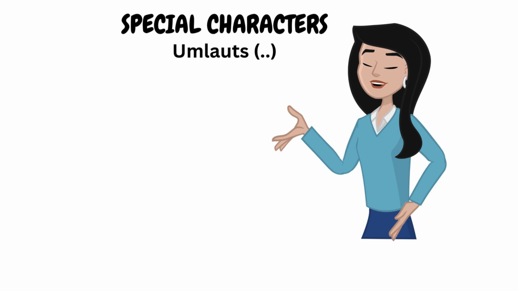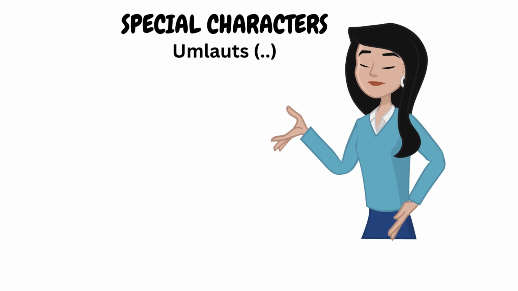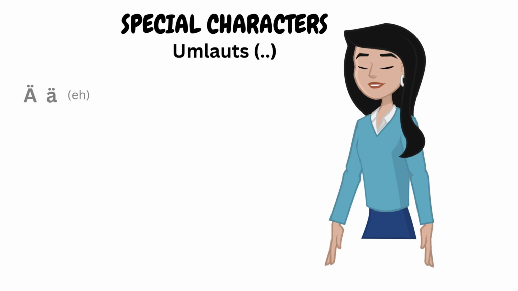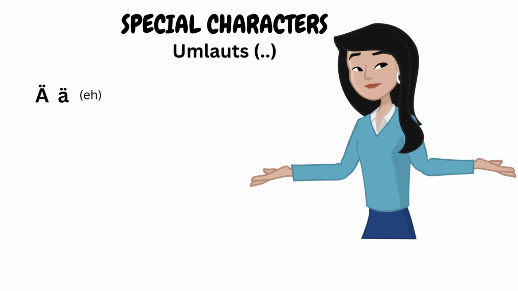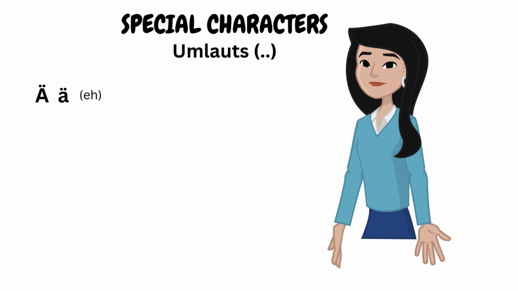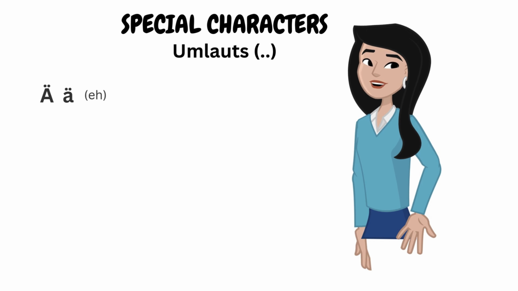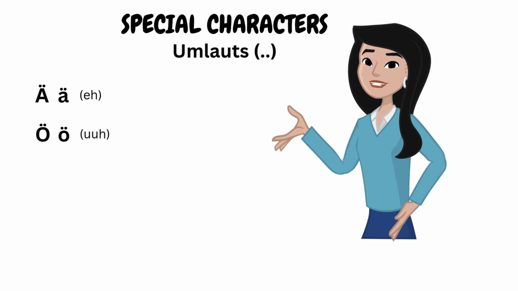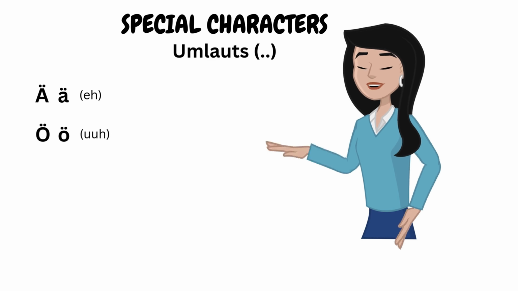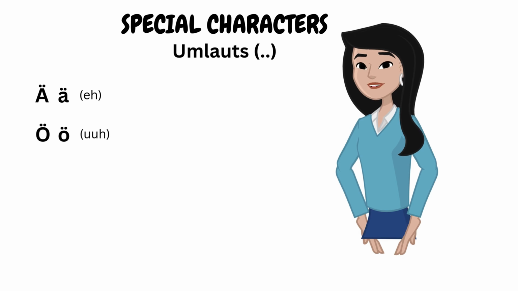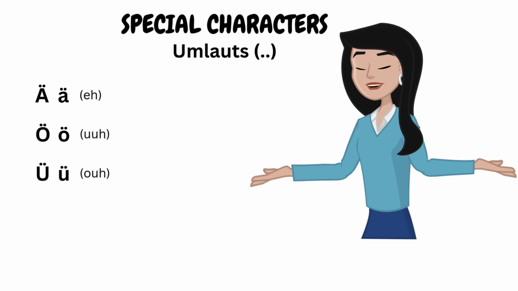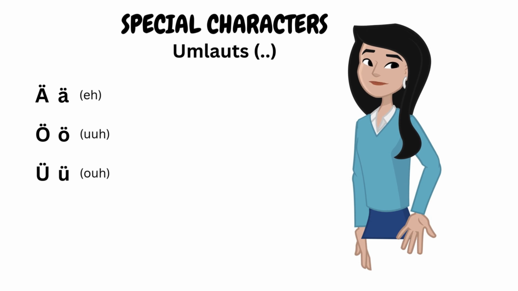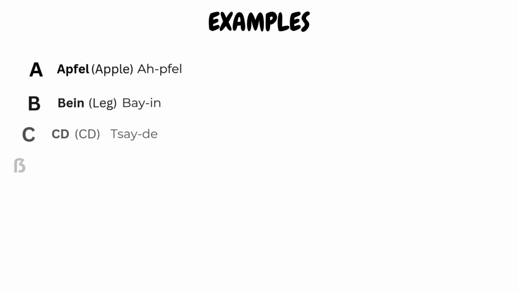The umlaut changes the sound of the vowels A, O, and U. First one is A umlaut. Sounds like eh. Say it again. Eh. Next is O umlaut. It is pronounced as uh. Repeat, uh. Last one is U umlaut. U umlaut is pronounced as ue. One more time. Ue. Awesome.